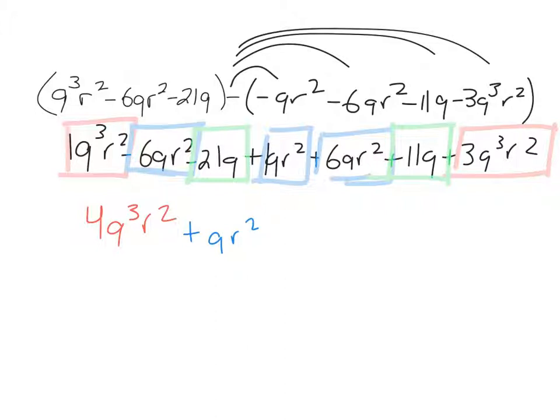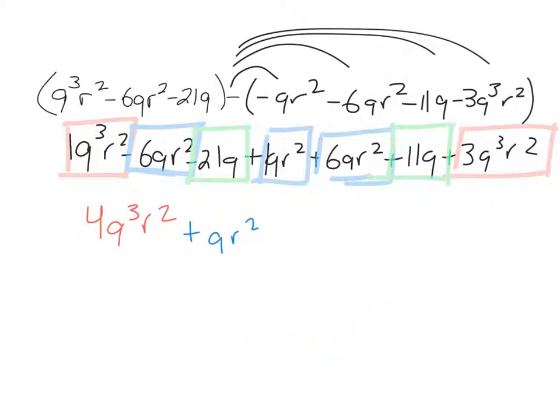And if that was a little too fast for you, let me do that on the side here. We have negative 6qr squared plus 1qr squared plus 6qr squared. So we're just adding the coefficients. Negative 6 plus 1 would be negative 5. And then negative 5 plus 6, that's how I got the positive 1qr squared. In case that was a little too fast for you, that's how I got the positive 1.